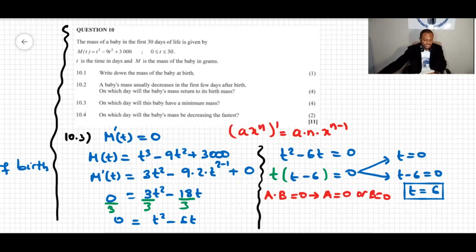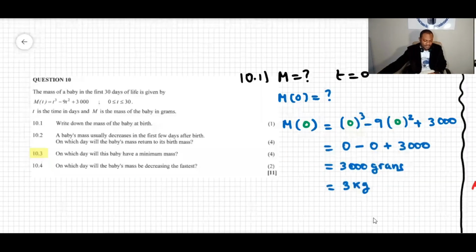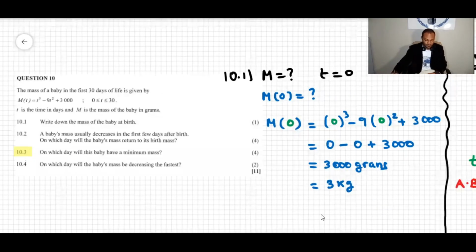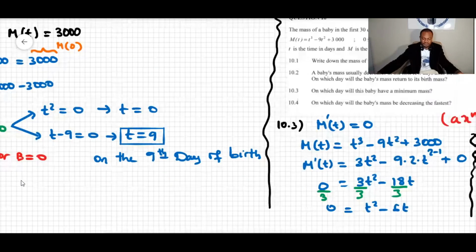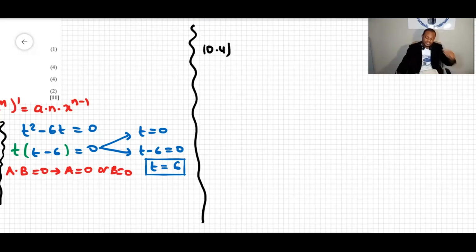Now let's also do question 10.3. 10.4 now. We did 10.3, now we do 10.4. 10.4 says, on which day will the baby's mass be decreasing the fastest? On which days? All right. Let's move. Now, 10.4. On which day will the mass of the baby be decreasing the fastest?